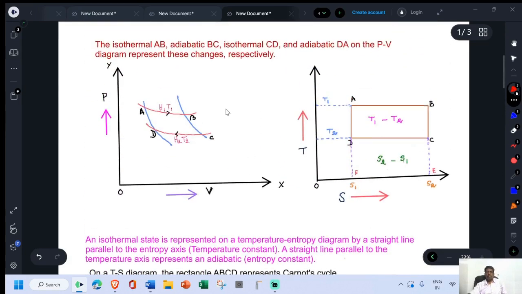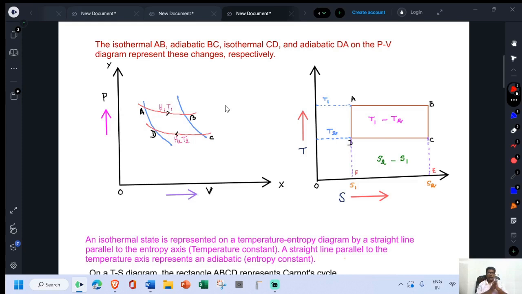We know that in the case of Carnot cycle, 4 operations are there: isothermal expansion, adiabatic expansion, isothermal compression, and adiabatic compression are the 4 operations. During the isothermal expansion AB, the working substance absorbs H1 of heat energy from the source maintained at a temperature T1. In the case of adiabatic expansion BC, no heat is absorbed or liberated.